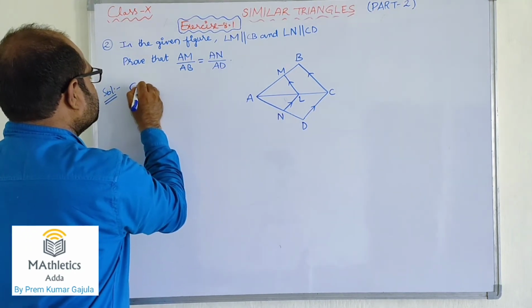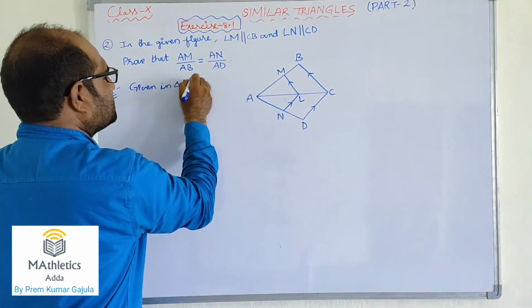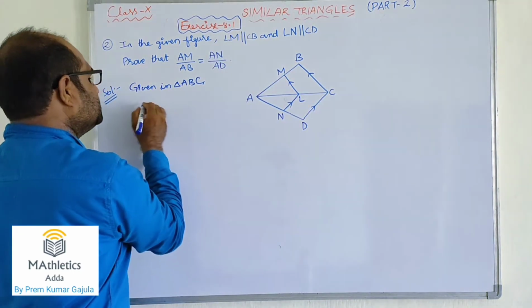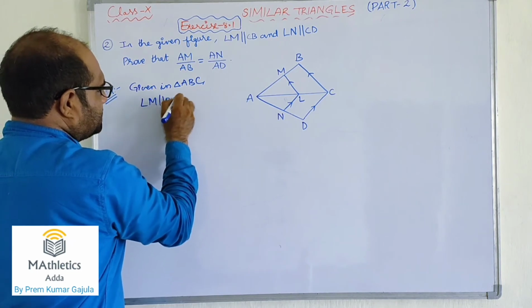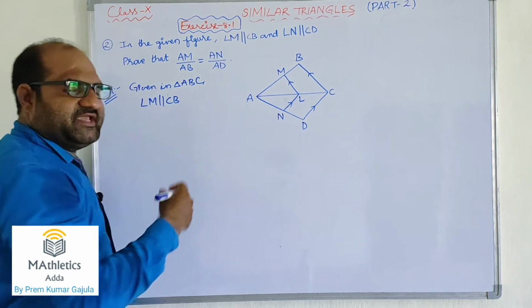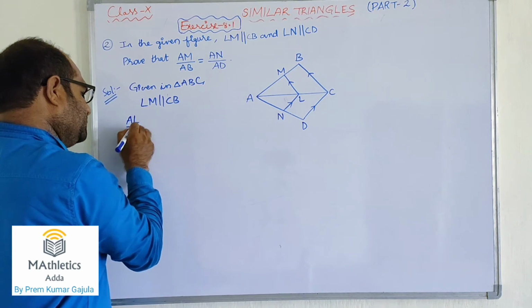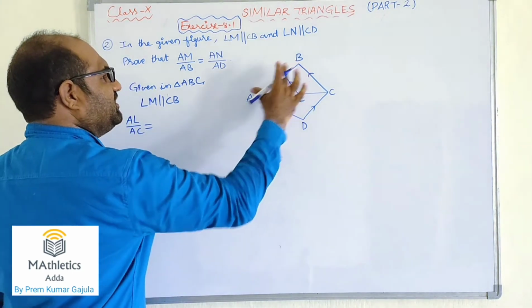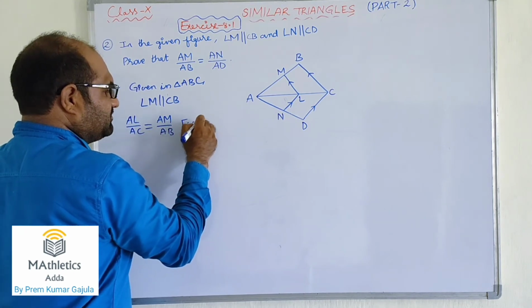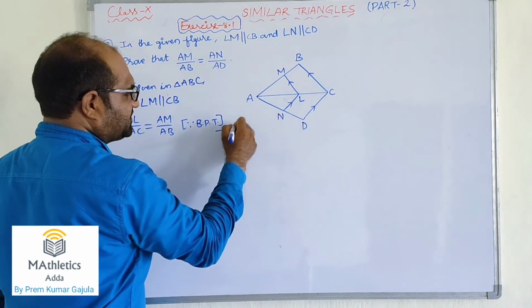What is given? In triangle ABC, LM is parallel to CB. So from the basic proportionality theorem, we can write that AL by AC is equal to AM by AB, from BPT theorem. Let it be equation number 1.